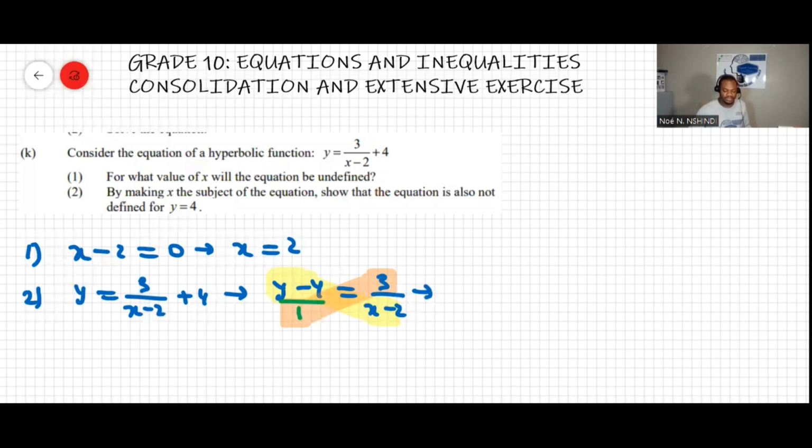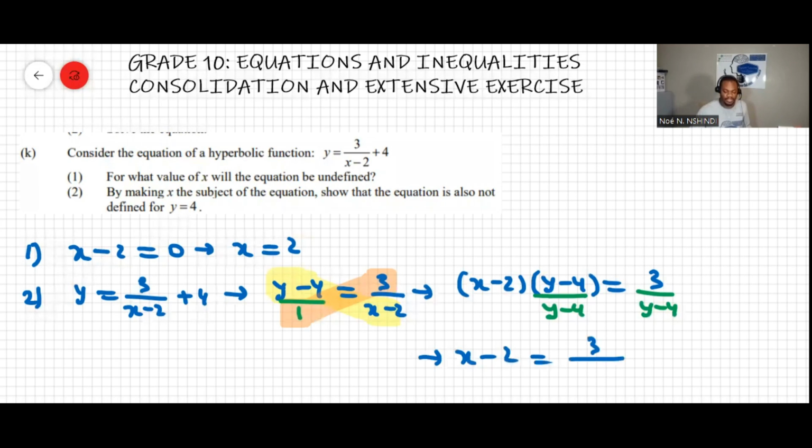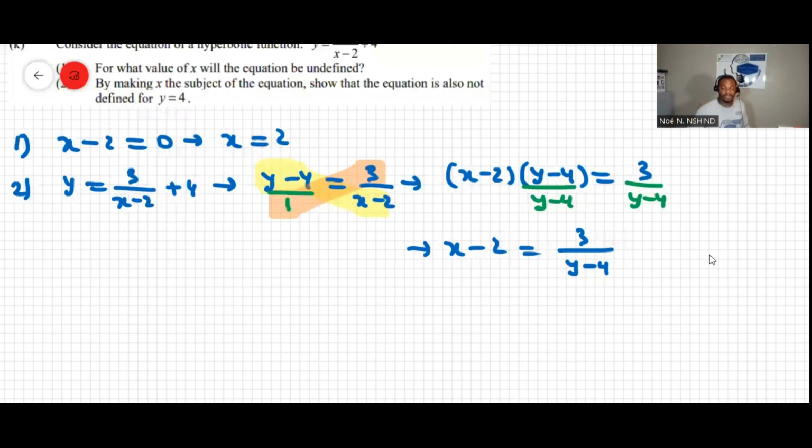So this will be x minus 2 times y minus 4 equal to 3. Now, if I need to make x the subject of the formula, we divide both sides by y minus 4. Then this will be x minus 2 equal to 3 over y minus 4. Now, I'll move the minus 2 over. That makes x equal to 3 over y minus 4, plus 2.